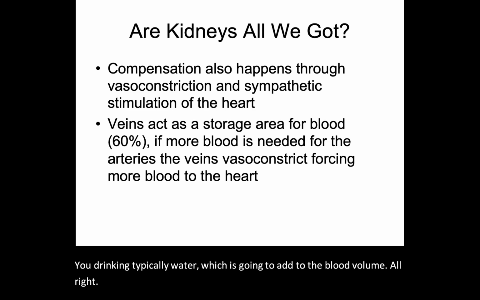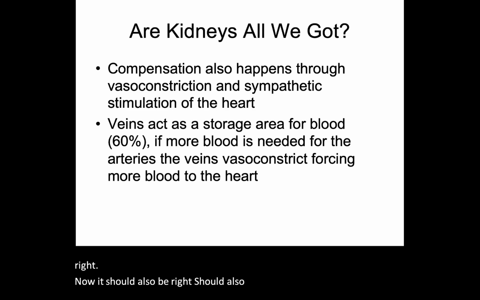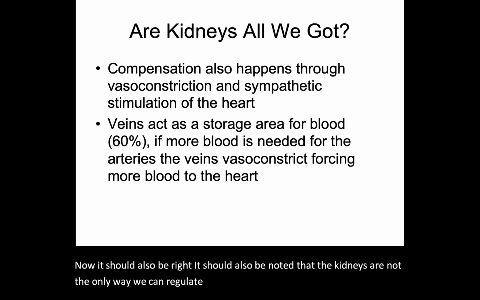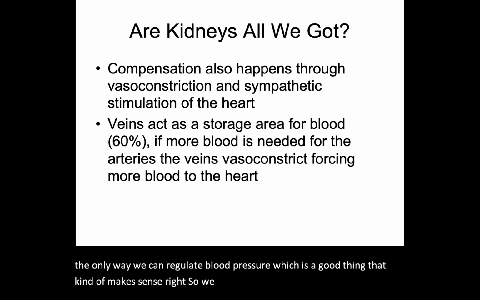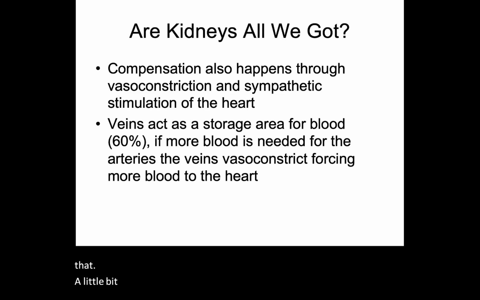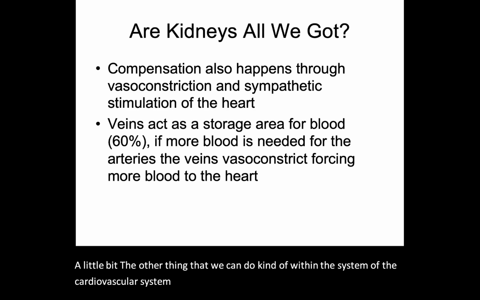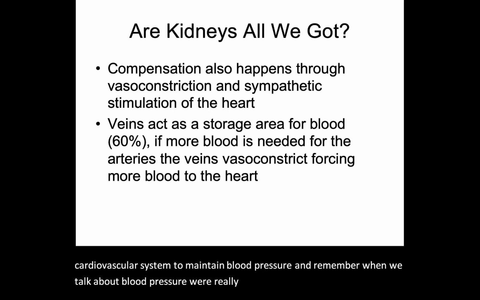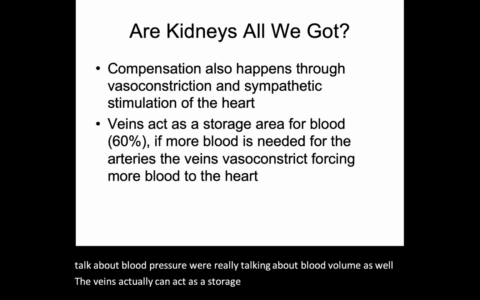Now, it should also be noted that the kidneys are not the only way we can regulate blood pressure, which is a good thing. That kind of makes sense. So we have vasoconstriction and vasodilation through the sympathetic nervous system. We're going to talk more about that in a little bit. The other thing that we can do within the cardiovascular system to maintain blood pressure, and remember when we talk about blood pressure, we're really talking about blood volume as well, is that the veins can act as a storage area for blood.